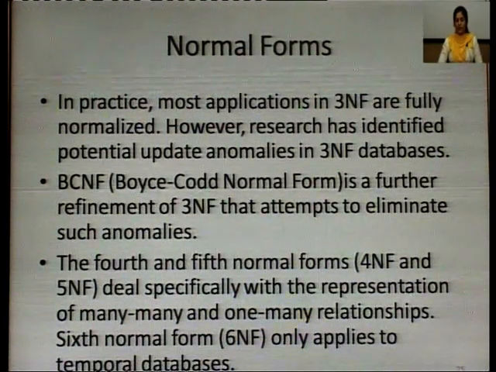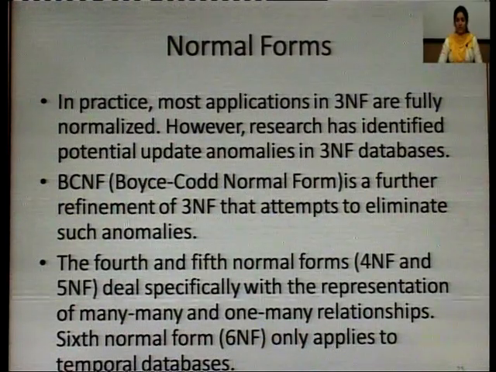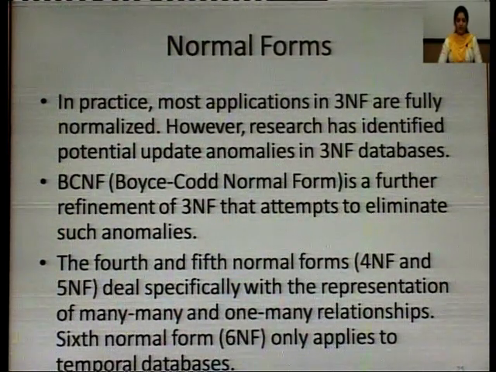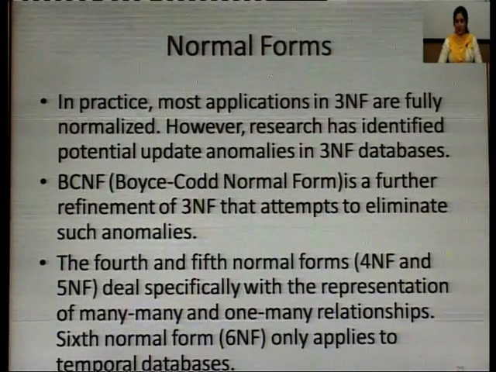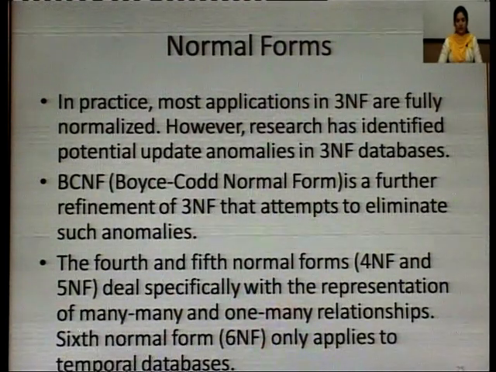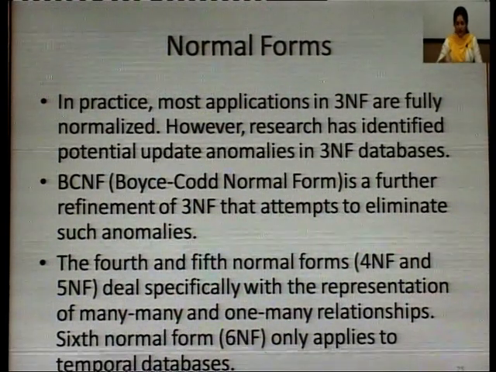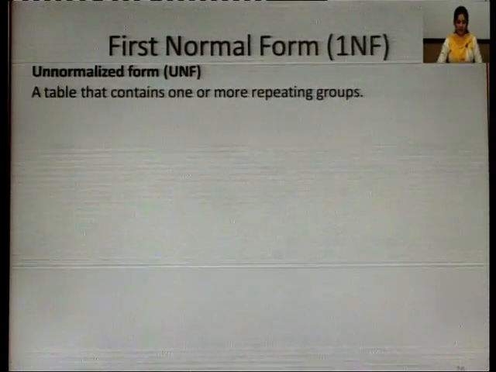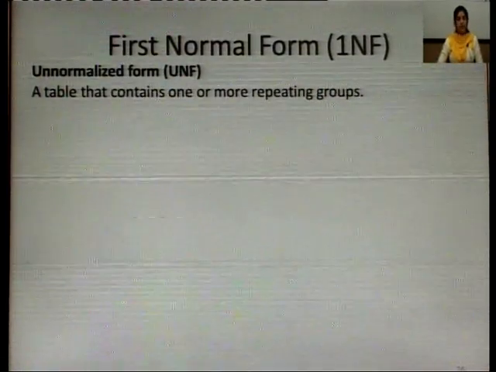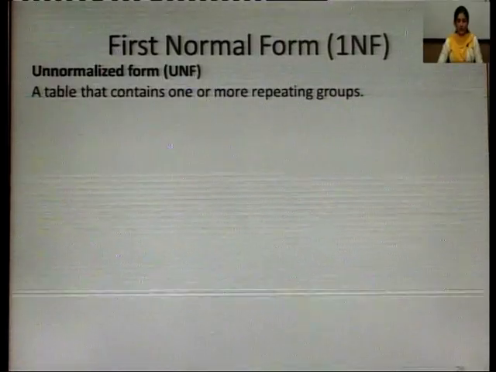The next forms, the fourth and fifth normal forms, deal specifically with the representation of many-to-many and one-to-many relationships. The sixth normal form only applies to temporal databases. Now let's discuss in detail what first normal form is.